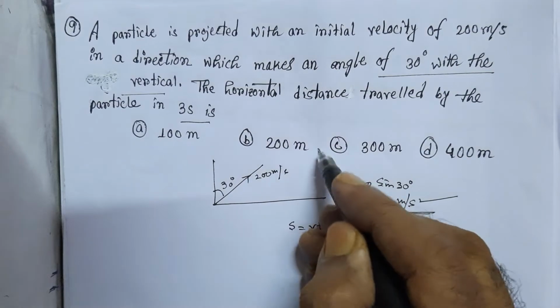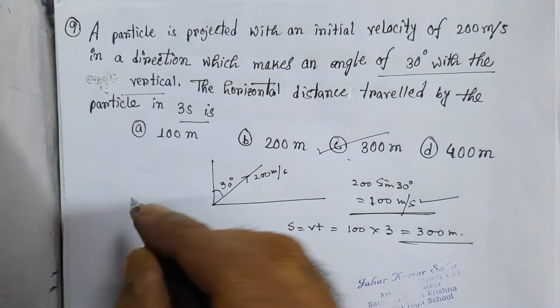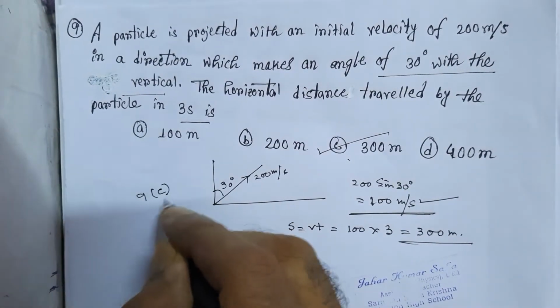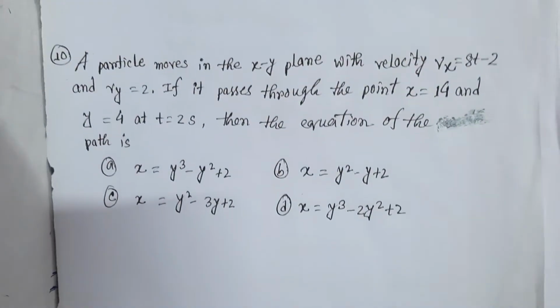So the horizontal distance traveled is 300 meters. We find it in option number C. So the correct option to question number 9 is C. Now let us see question number 10.